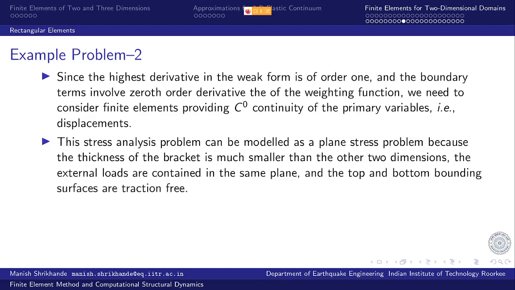So this stress analysis problem can be modeled as a plane stress problem because the thickness of the bracket is much smaller than the other two dimensions, and the bounding surfaces, the front surface and the back surface, are all traction free, right? So this top and bottom is not the right word, it's actually the front and the back, which is in the xy plane, that is traction free.